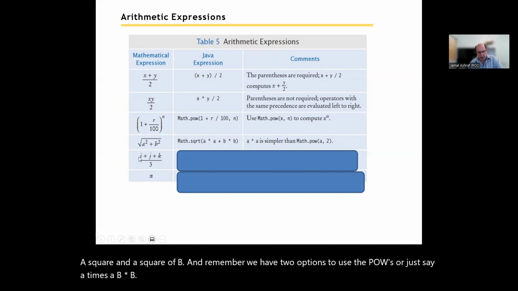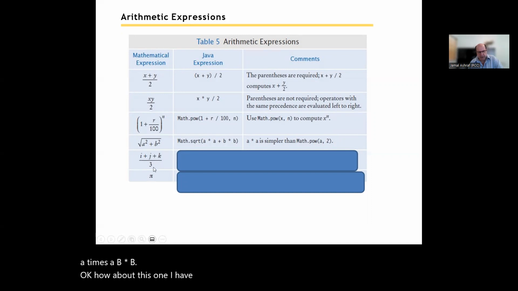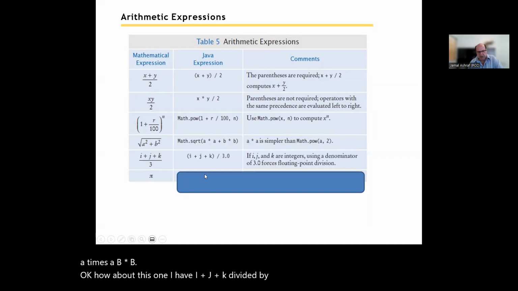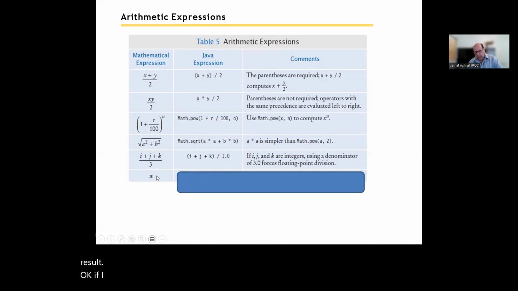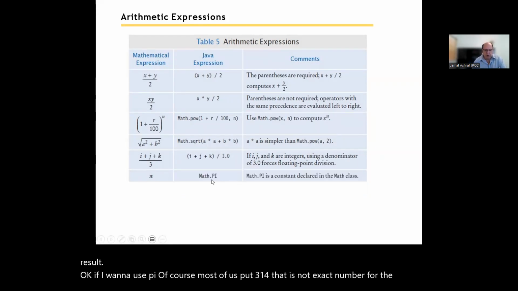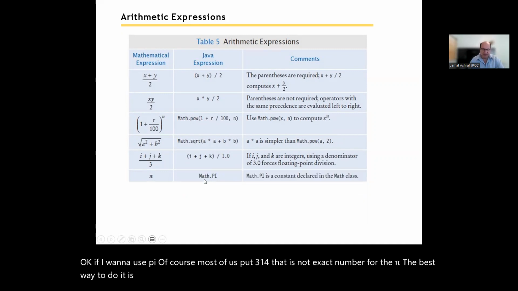Okay, how about this? I have i plus j plus k divided by 3. We're just going to put the parentheses around the sum and divide it by 3.0 because we want to have a decimal result or double result. If I want to use pi, of course, most of us put 3.14. That is not the exact number for pi. The best way to do it is just use the pi that's available in the Math class.